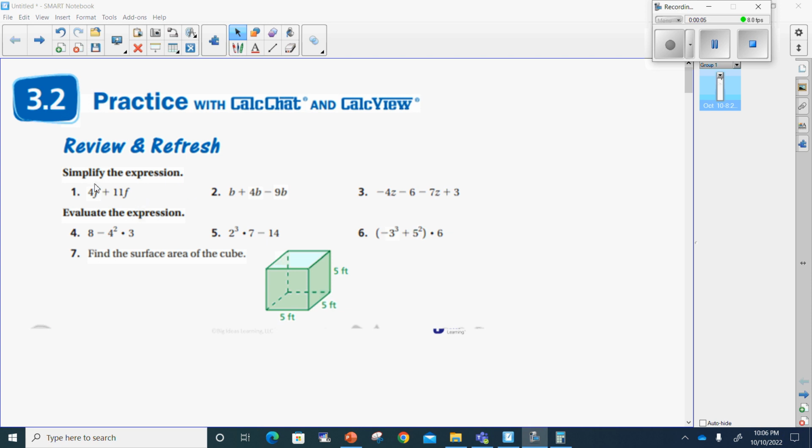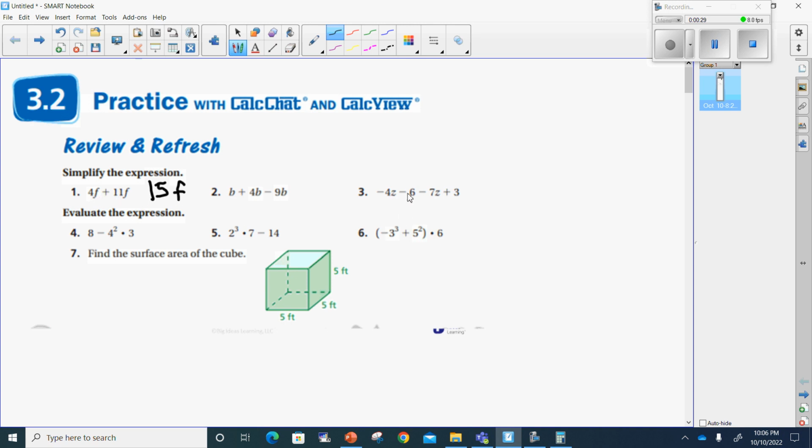We've got simplify the expression 4f plus 11f. So we're going to combine the f's. 4 plus 11 is 15. So this is going to equal 15f. All right, think of it like 4 feathers plus 11 feathers. That's going to equal 15 feathers.